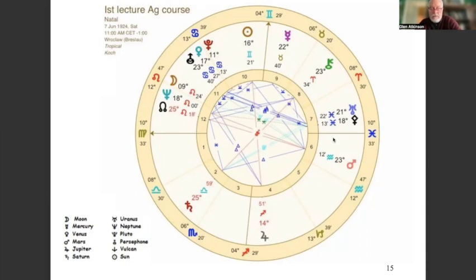Now, what this can do, of course, is indicate points of sudden breakthroughs in understanding, in practice, in the world's appreciation of biodynamics, and so forth. So, you know, there's a lot of potential sitting within that structure.